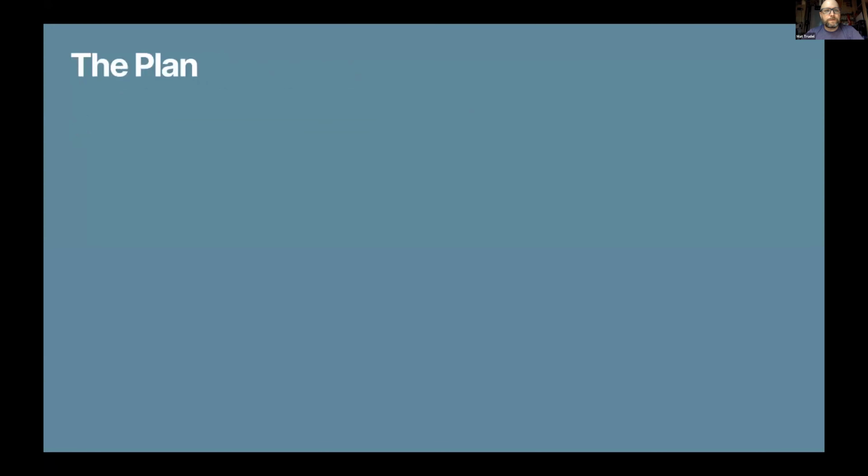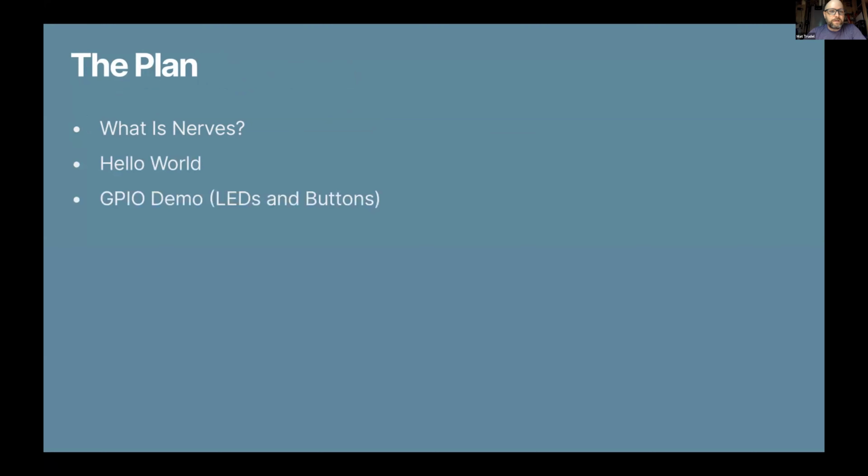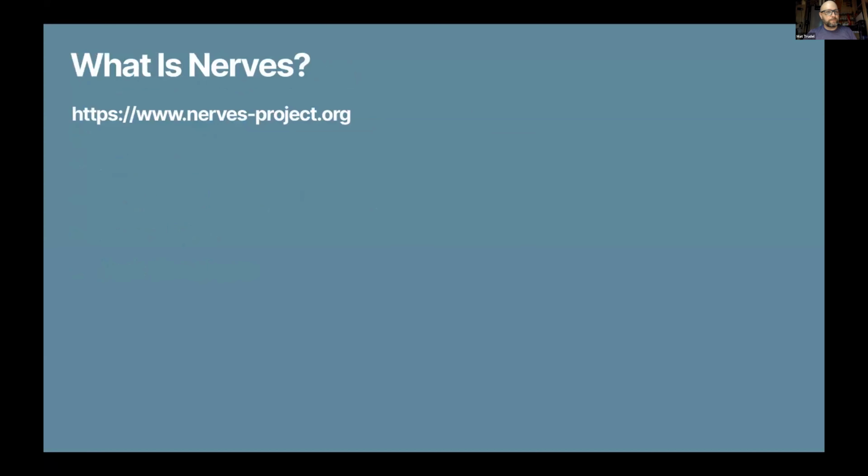So the quick agenda for today is a quick intro to what Nerves actually is. We're going to talk about a Hello World program with it. I'm going to demonstrate how Nerves allows you to use Elixir to interact with real world things like buttons and LEDs. I'm going to show some examples beyond just simple buttons and LEDs, various things you can do with it. And I'm going to actually demo a fairly feature complete desktop clock application written in Nerves. So first off, what is Nerves?